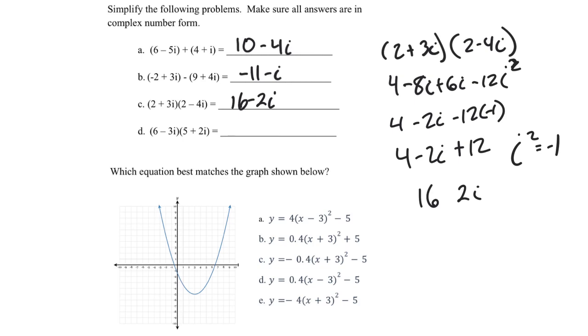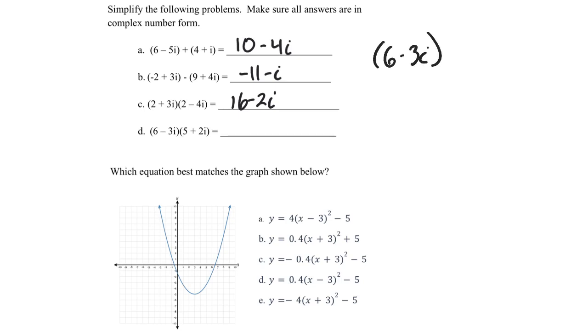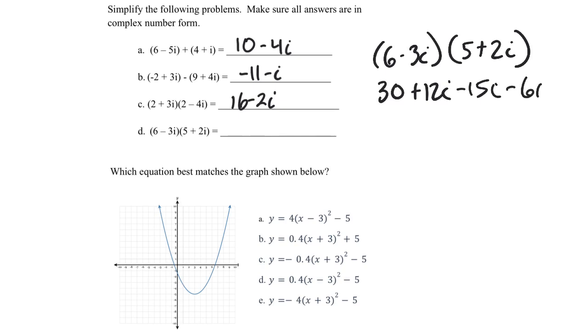All right. So then for the next one, I have 6 minus 3i times 5 plus 2i. Same thing here. 6 times 5 is going to give me 30. 6 times 2i is going to give me positive 12i. Negative 3i times 5 is negative 15i. The negative 3i times 2i is going to give me negative 6i squared. The i squared also will equal negative 1 still on this one.